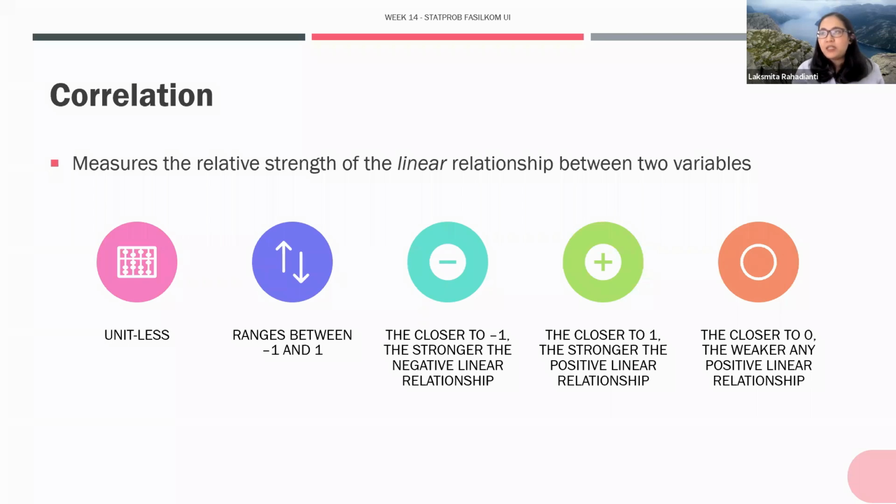We have the ability to measure the strength of a linear relationship between two variables. There are some criteria or properties that correlation has. First of all, it is unitless. So it's not 1 meter or 3 meters, but it's unitless. It's just 0.9. It ranges between -1 and 1. Closer to -1, it's a negative linear relationship. Closer to 1, it's a positive linear relationship. And if it's closer to 0, it's a very weak, either positive or negative linear relationship.